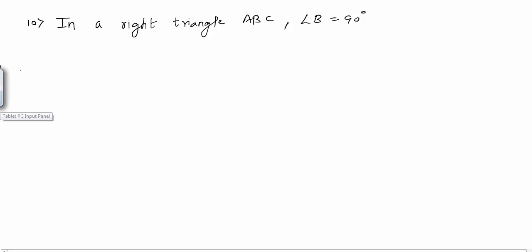Then the problem: in a right triangle ABC, angle B is given 90 degrees, and the first problem is, if AB is equal to 14, BC is equal to 48 centimeter, find AC.